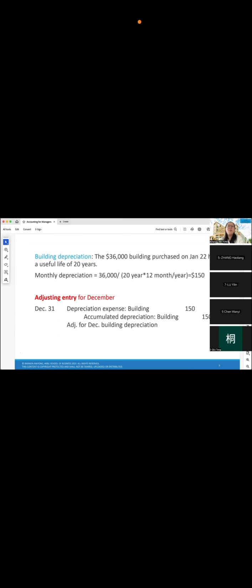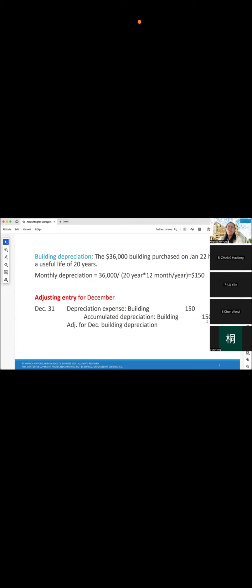In this example, we purchased a $36,000 building on the 22nd of January and it has a useful life of 20 years. If we consider straight line depreciation, which is a simple average, we have $36,000 divided by 20 years times 12 months in a year. That gives us $150 for monthly depreciation for this building. And so the adjusting entry just for the month of December would be, first, debit depreciation expense building $150, and second, credit accumulated depreciation building $150.